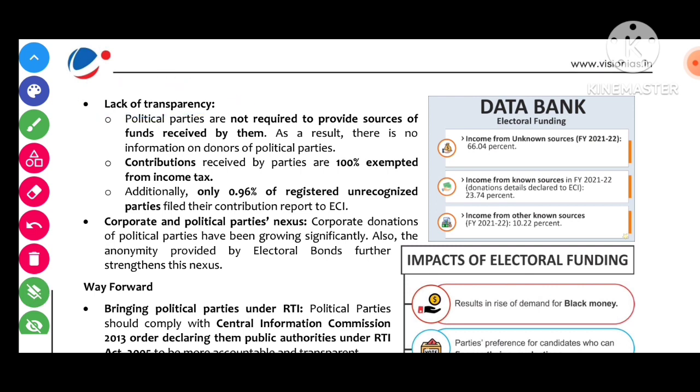Okay, and lack of transparency. Political parties are not required to provide sources of funds received by them. As a result, there is no information on donors of political parties, and contributions received by parties are 100% exempted from income tax. Additionally, only 0.96% of registered unrecognized parties filed their contribution report to the Election Commission of India.